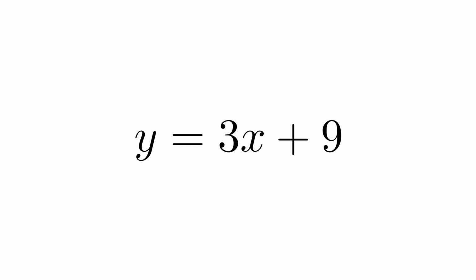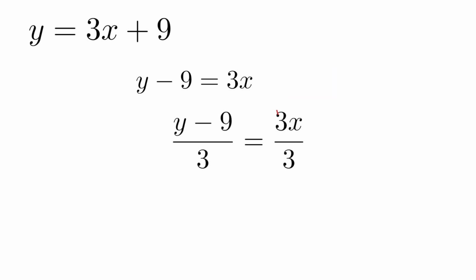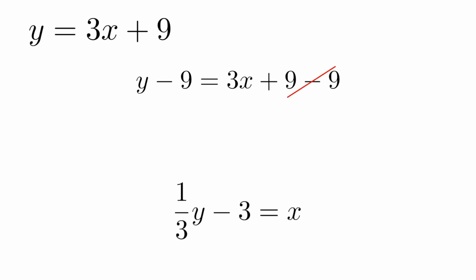Well, that's pretty easy. Let's solve for x in terms of y. Let's subtract 9 from both sides. The 9's on the right hand side will be 0, they cancel out. And then let's divide both sides by 3. The 3's cancel out. 3 divided by 3 is just 1. And then we can simplify the left hand side. So y over 3 could be 1/3 y, and 9 over 3 is just 3. So we get the following equation.